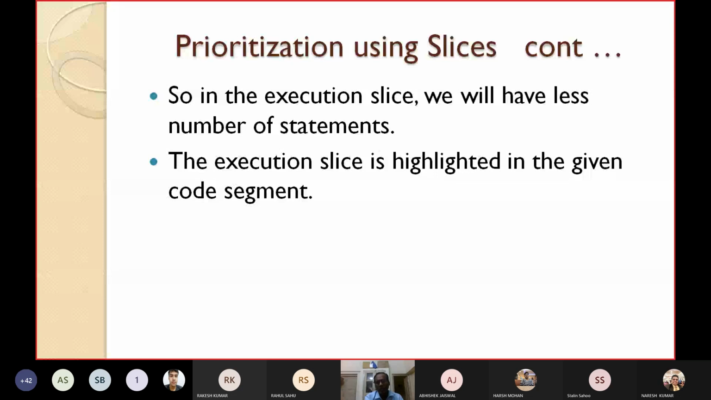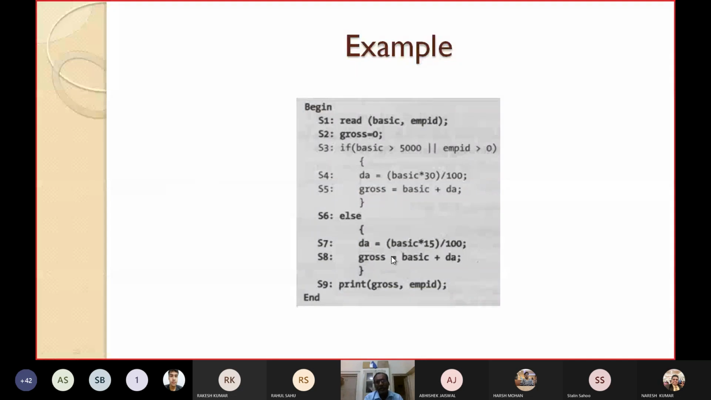For this program, the execution slice is shown in bold face, like S7, which I am changing. So what things will be affected? Obviously, I have to take the read value, the input value, then the initialization gross equal to 0. And what else? The else part will be executed, that is S7 and S8. And finally, I have to print the value at S9. So those statements marked in bold will be executed. I think S3 might also be executed, because the condition is less than 2,000. I think S3 is wrongly not in bold.